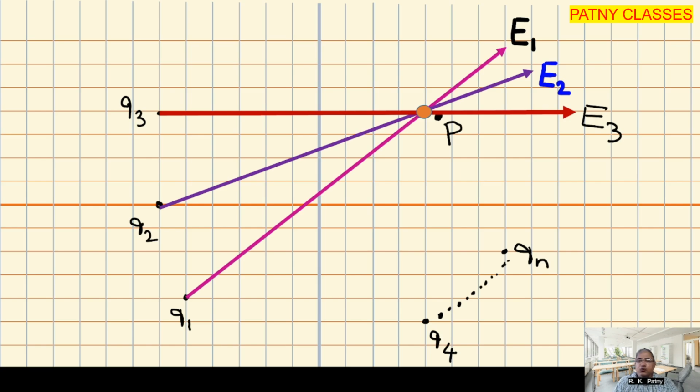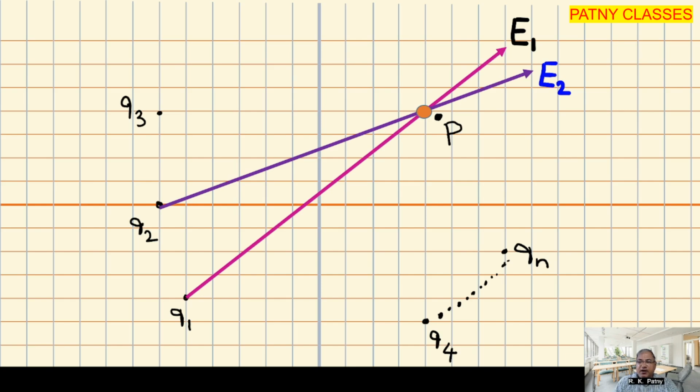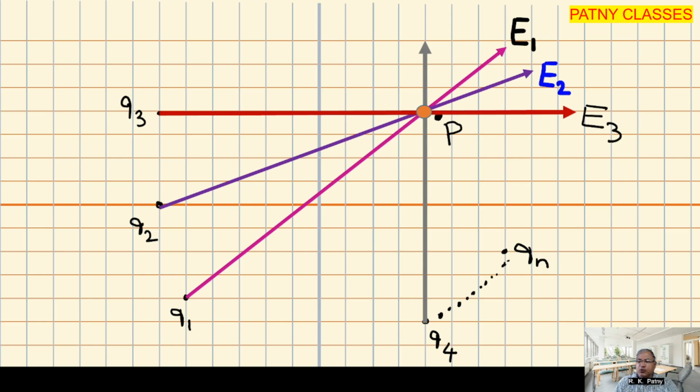And electric field due to charge Q3 is E3, and it is at the point P. Similarly, electric field due to the charge Q4 is E4. Now, electric field due to charge Qn is En. Thus, electric field due to the first charge is E1, second charge is E2, third charge is E3, fourth charge is E4, and so on, n number of charges. So the last charge, the electric field of charge Qn is En.